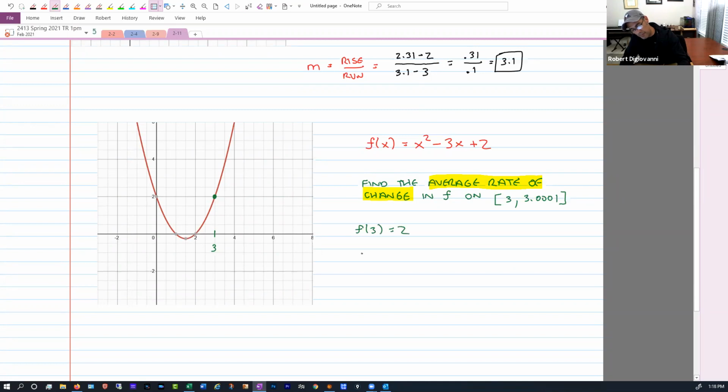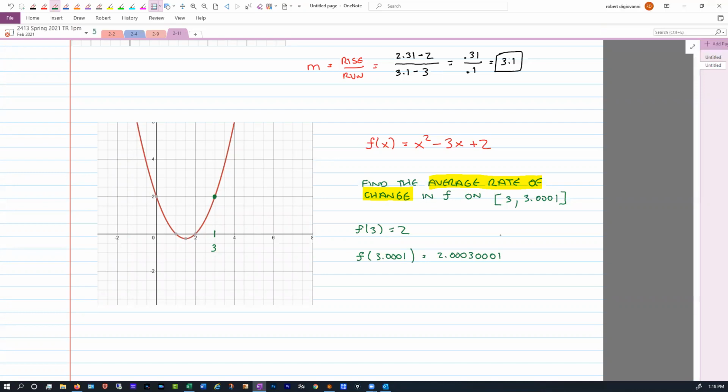We've done that already. Now, if we plug 3.0001 into our calculator, I'm getting that this is 2.00030001. Does anyone else get that? I see Benjamin cranking away there.